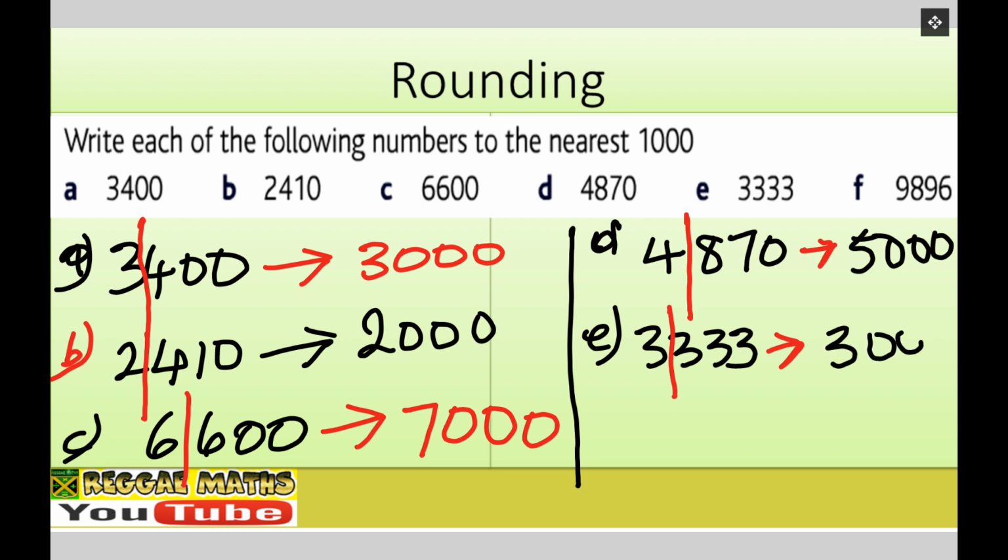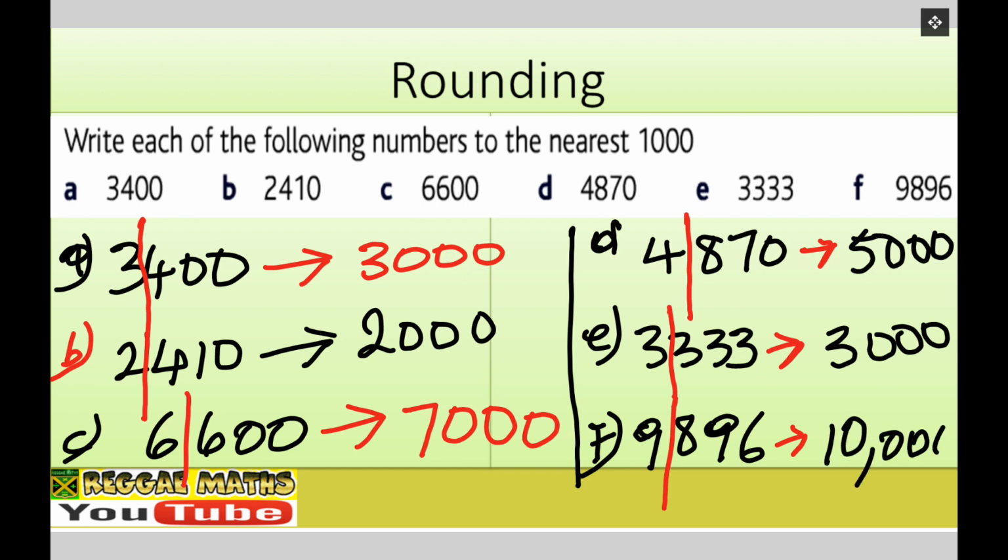$3,000. Because you can see there the 3 is below 5. 9,896. So you can see here it is 10,000.